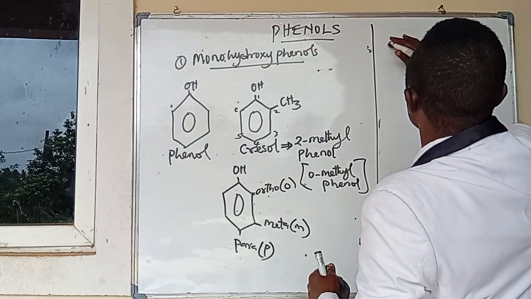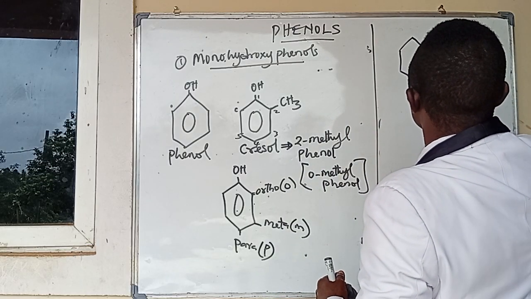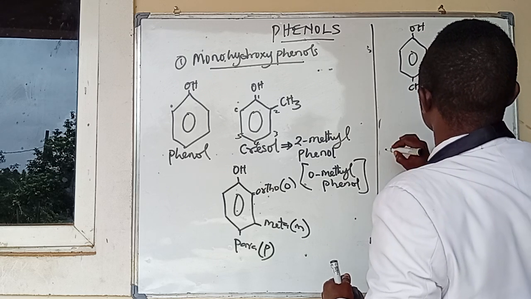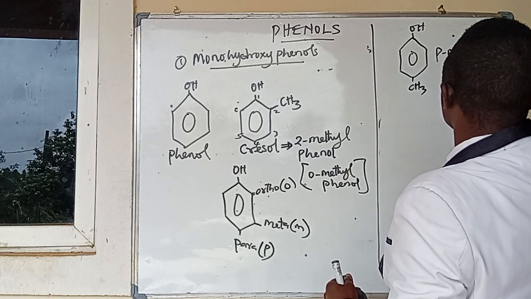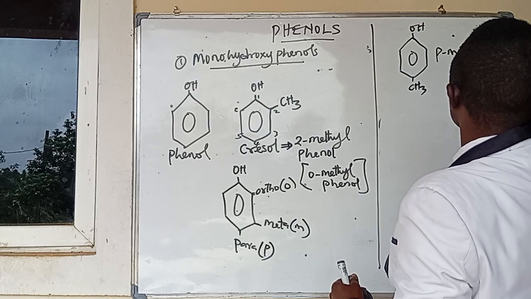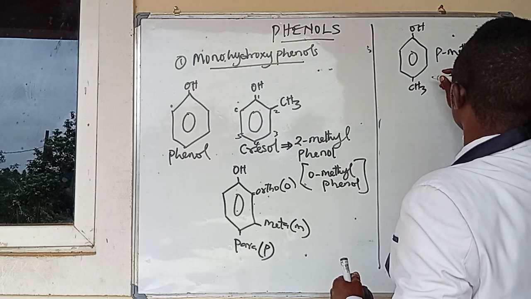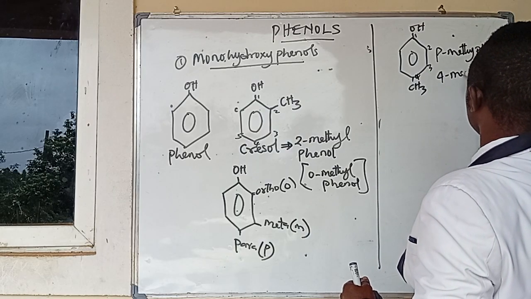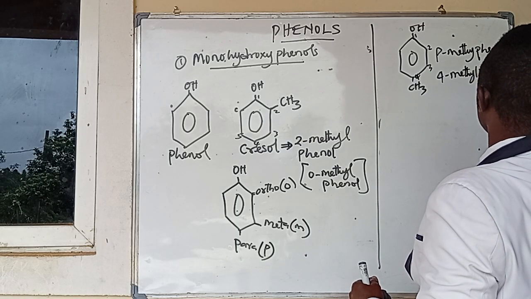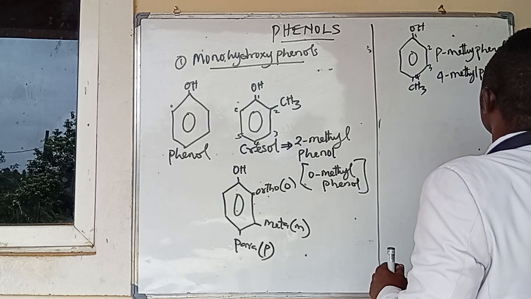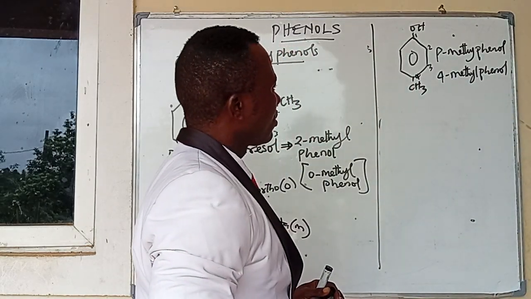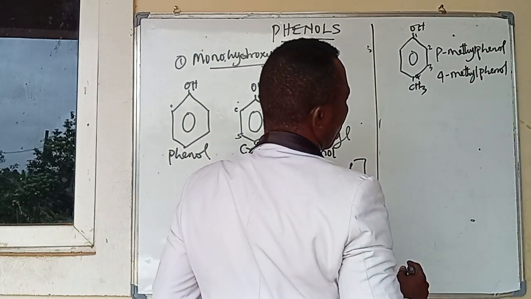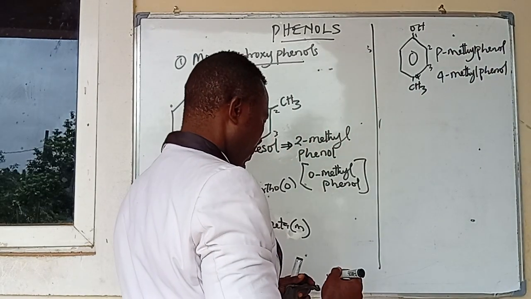Then we can also have the OH here and the CH3 here. This is P-methyl phenol, which is 1, 2, 3, 4, 4-methyl phenol. Either you call it P-methyl phenol, or you call it 4-methyl phenol.